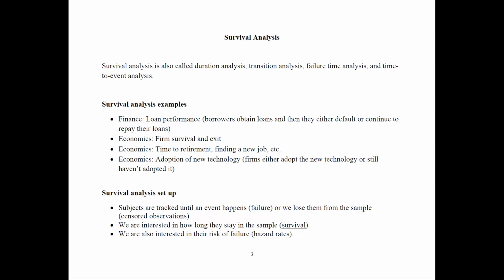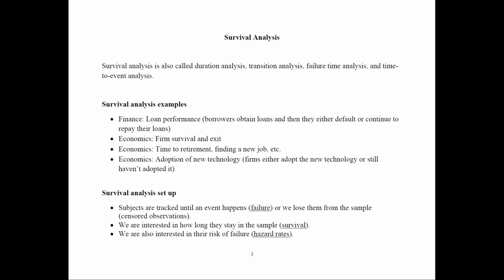Another example is adoption of new technology, where firms, after learning about new technology, can either adopt it or still haven't adopted it and are kind of thinking about it. So here is the basic setup for survival analysis. We have subjects, and these subjects are either people, loans, firms, or something like that. And they're tracked over time until the event happens, and that event is typically called failure. That's terminology we inherit from other fields.